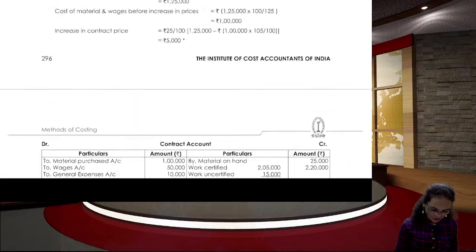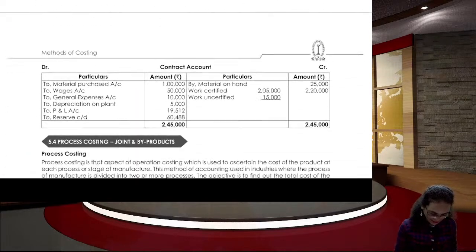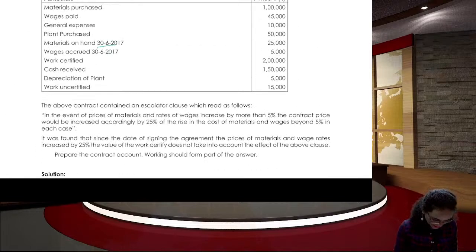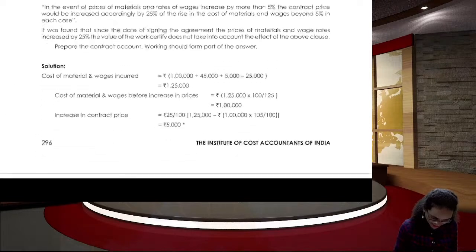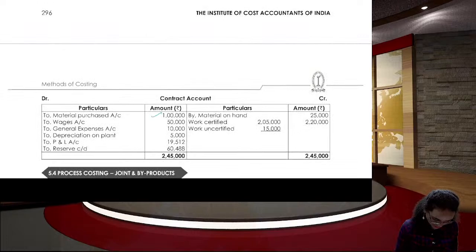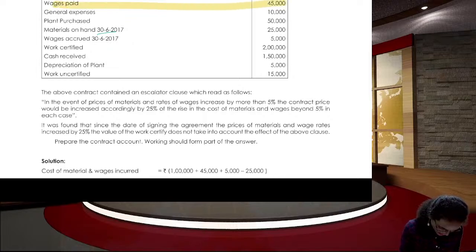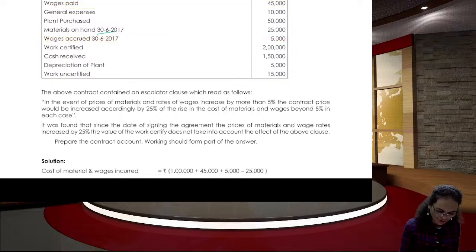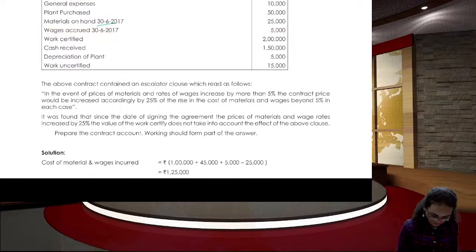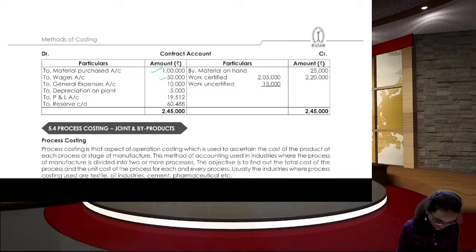See, this one you can do easily. Only a small trick I'll tell you. What is the material? Material 1 lakh. Wages 50,000. 45,000 is the wages you paid, and there is outstanding wages given somewhere. Wages accrued here. Outstanding wages is given, that is 45 plus 5, 50,000 is the wages amount.